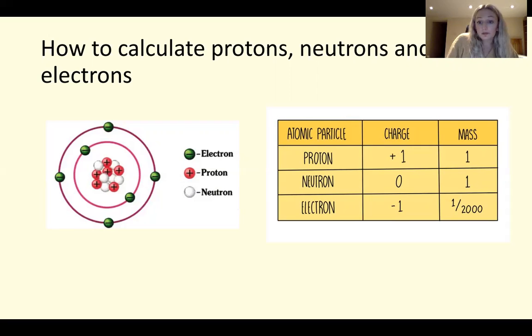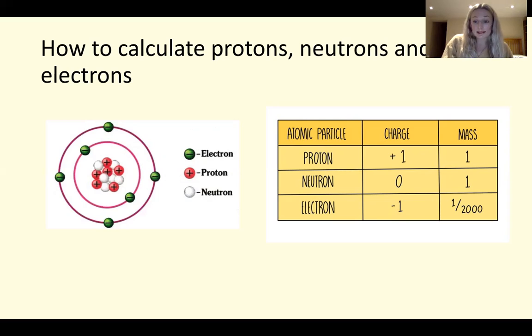Neutrons have no charge. They are neutrally charged. That's the way to remember that. And then by process of elimination, our electrons are going to be our negatively charged atomic particle, because we need something to balance out those positive protons.